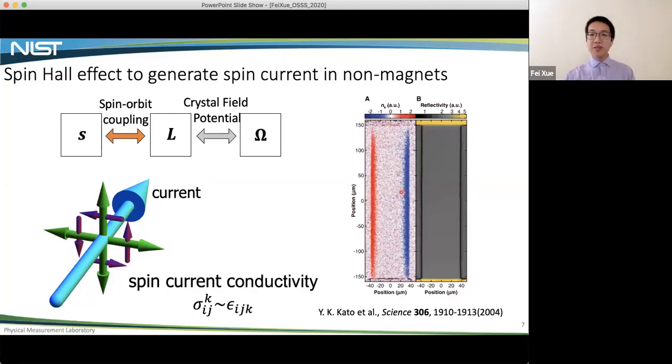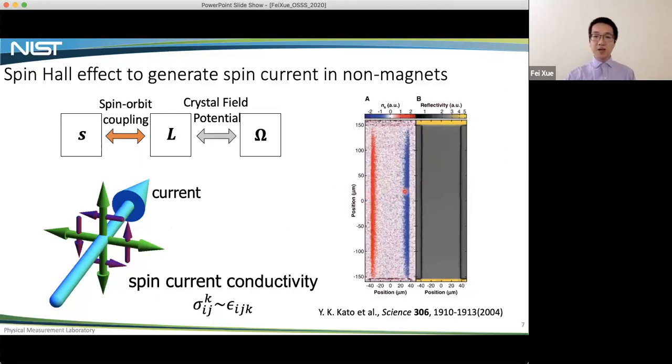In their experiments, they use doped gallium arsenide samples to see that there's a finite spin accumulation in the edge of the samples, and at different edges we have opposite spin accumulations. And by the way, the spin Hall effect, the spin current itself, you can calculate this spin current conductivity, but this conductivity itself is not something we can measure directly. We can only measure the consequence of this spin current, which is the spin accumulation in this case.